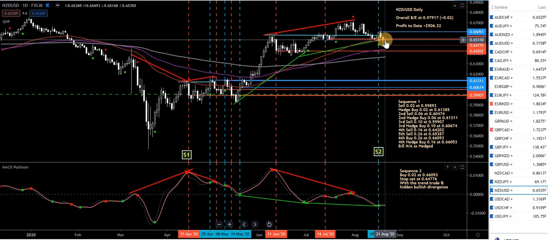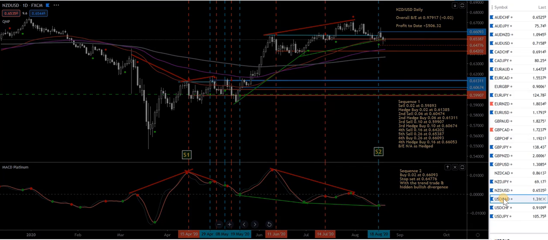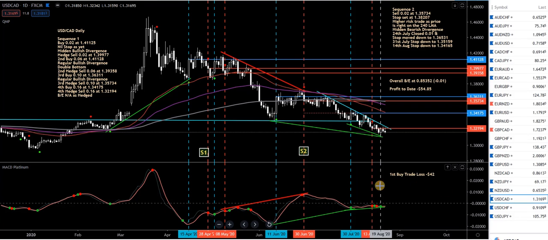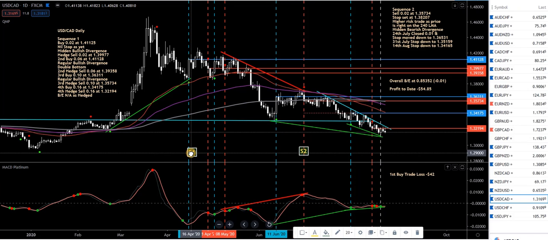The New Zealand pairs had a big move on, I think it was Thursday or Wednesday. Not sure why, as did the Swiss franc trades pairs. But in the meantime, I've got a stop in place here. It came close to it, didn't touch it, and hopefully it might go up or below the zero level in the MACD platinum.